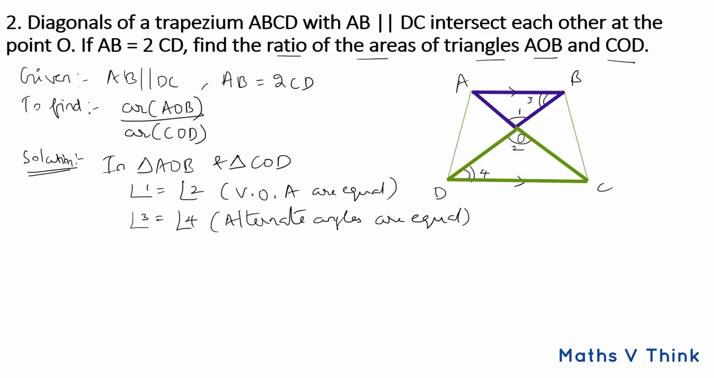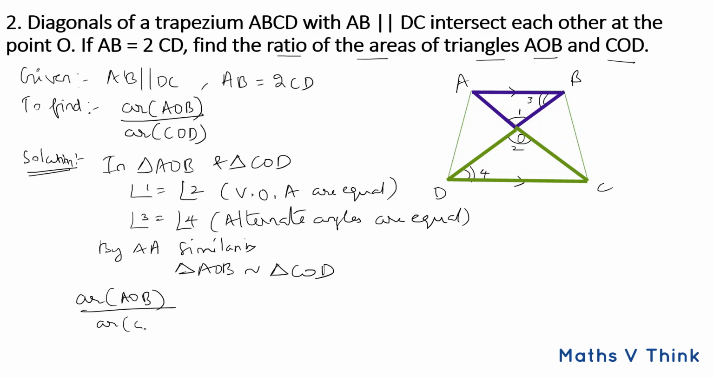Now by angle-angle similarity, I can tell triangle AOB is similar to triangle COD. Now I can apply the areas of similar triangles. Area of AOB divided by area of COD will be equal to the square of the ratio of the corresponding sides.